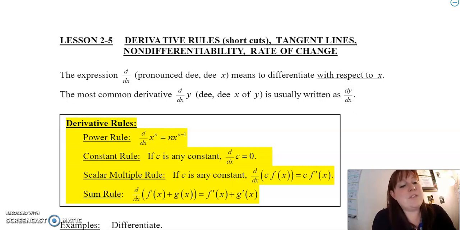However, there's a pattern. And you might have recognized the pattern. You might have seen that there's a pattern in our derivatives. So let's see what that pattern is. And it's a rule that works every time.